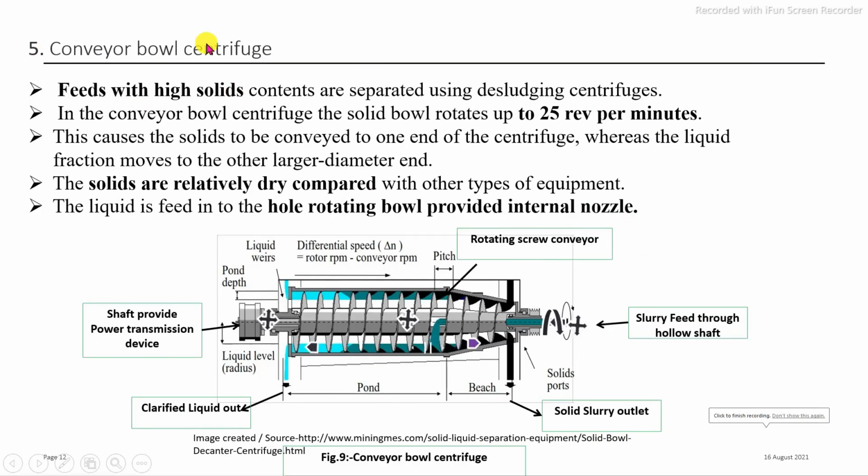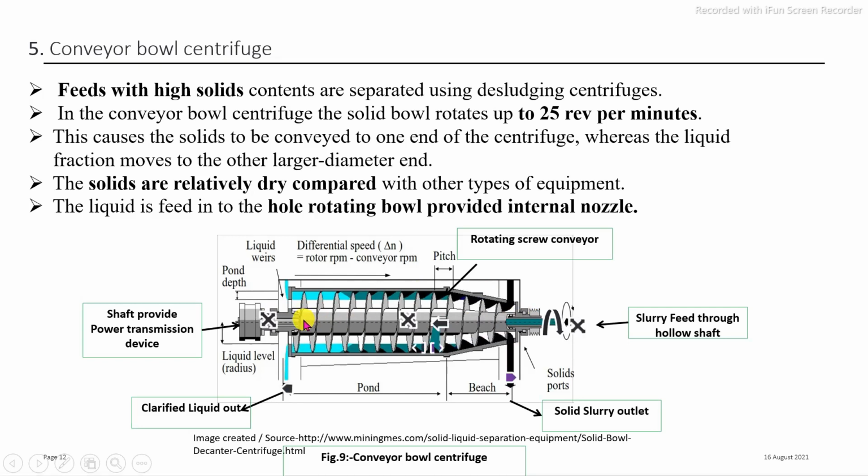Next, the last one is the conveyor bowl centrifuge, also called a desludging centrifuge. If the feed slurry contains a high percentage of solid suspended particles, these are separated by using this conveyor bowl centrifuge. The main construction has a stationary bowl, inside which is a rotating screw conveyor.